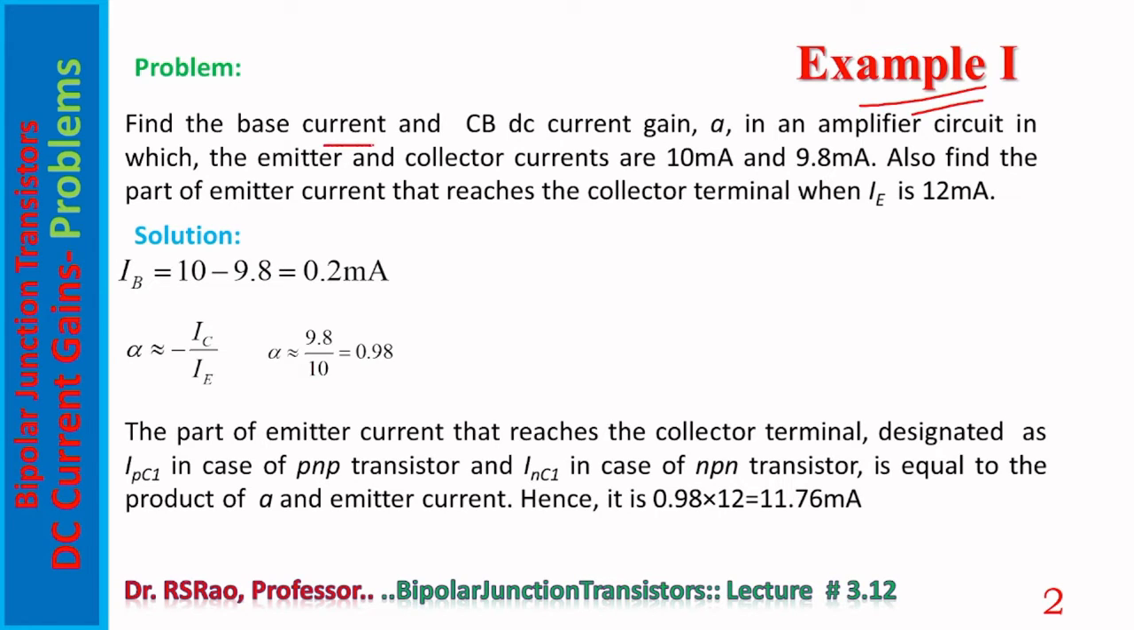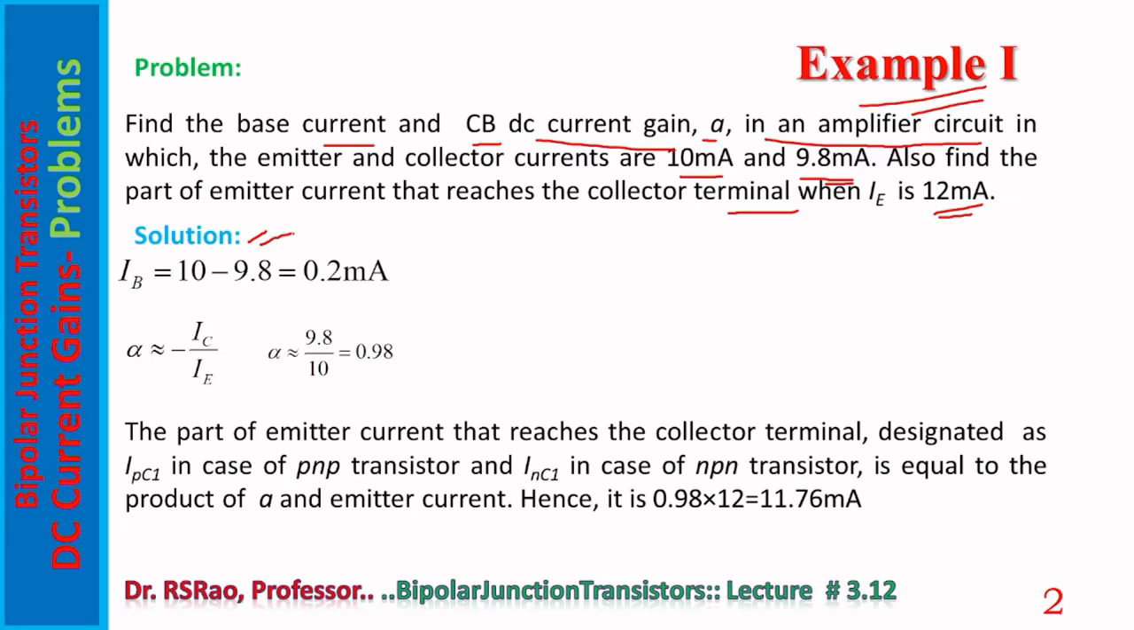Find the base current and CB-DC current gain alpha in an amplifier circuit in which emitter and collector currents are 10 milliamperes and 9.8 milliamperes. Also find the part of emitter current that reaches the collector terminal when IE, that is emitter current, is 12 milliamperes. Problem is quite simple.